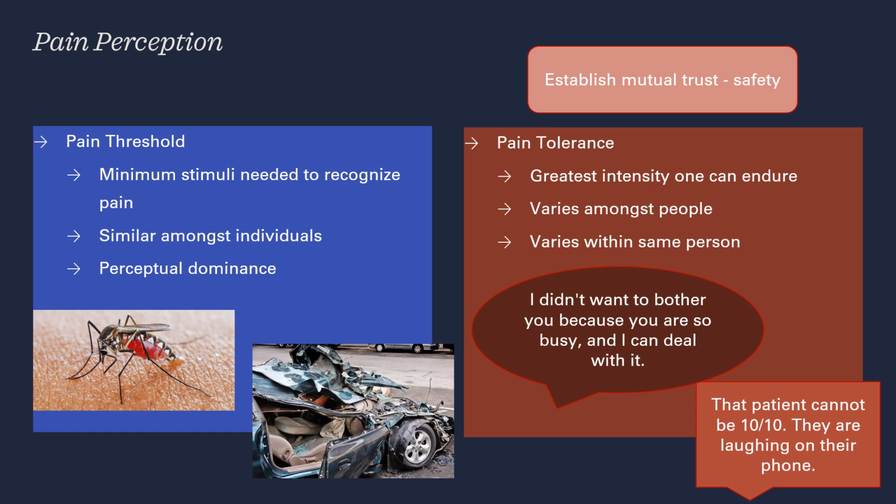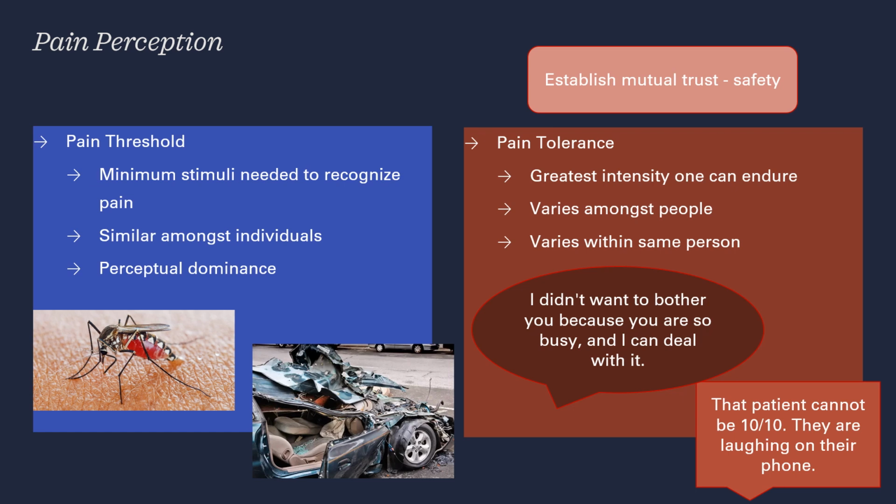Next, let's talk about pain perception. The first part of pain perception is pain threshold. This is another important aspect of pain perception. Pain threshold is the minimum amount of stimulus needed for a person to recognize pain is happening.